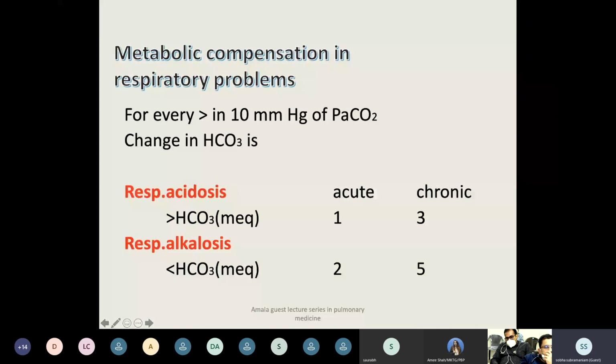In respiratory alkalosis, the PaCO2 goes down and the bicarb will also go down. So it will be 2 milliequivalents for every 10 millimeter fall of PaCO2 in acute respiratory alkalosis. In chronic, there is a giant change of 5 milliequivalents of bicarb for every 10 millimeter fall of PaCO2. So respiratory acidosis acute, it is 1, chronic, it is 3, whereas alkalosis, it is 2 and 5.